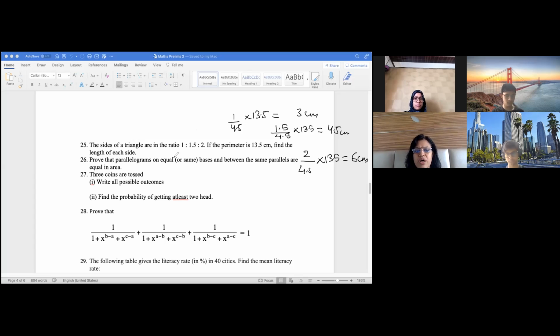Prove that parallelograms on equal bases. This prove question is in the book, you can do it. 3 coins are tossed, write all possible outcomes. In all possible outcomes, we have to write, see H H H, start on a sequence. So 8 possible outcomes come, okay.